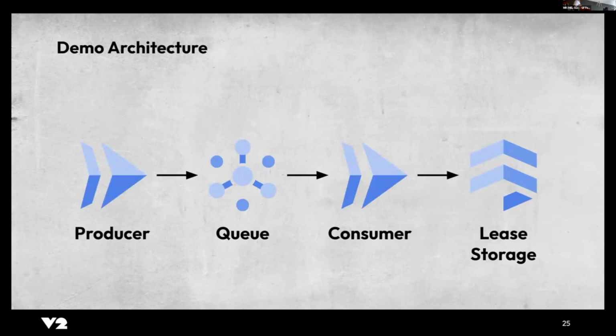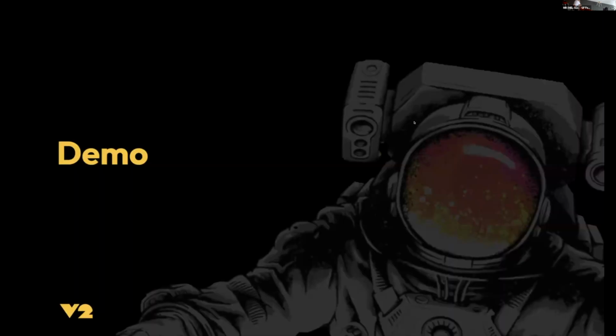Cool. So next we'll run the demo, just to contextualize this for you and visualize it a little bit. The demo involves a Cloud Run job that just fires a couple of messages to Pub/Sub for us. Pub/Sub then invokes a consumer, which is on a Cloud Run HTTP service. And then we have Firestore as our lease storage device.